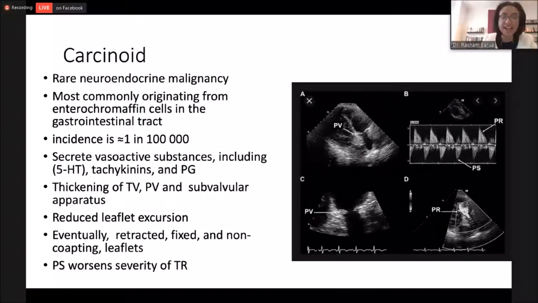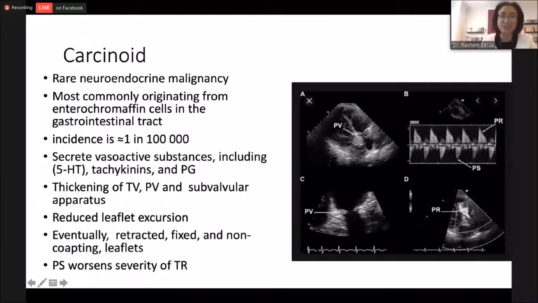Relatively rare, and we know this condition because it secretes vasoactive substances, particularly when it metabolizes to the liver, because these substances then travel via the hepatic vein and cause the classical symptoms of flushing and diarrhea. What do we see on echo?